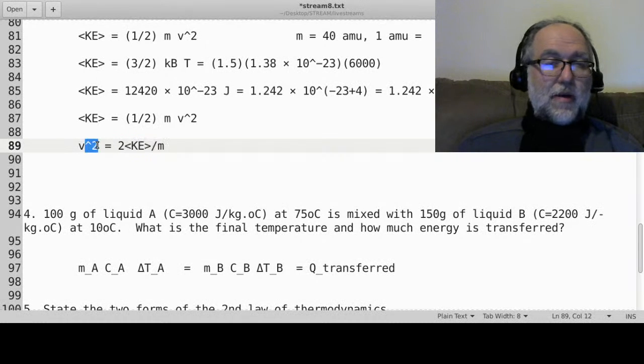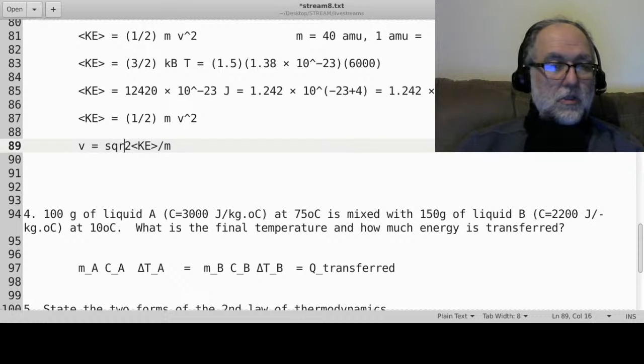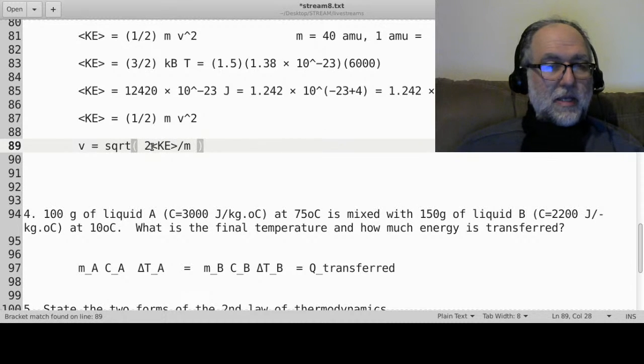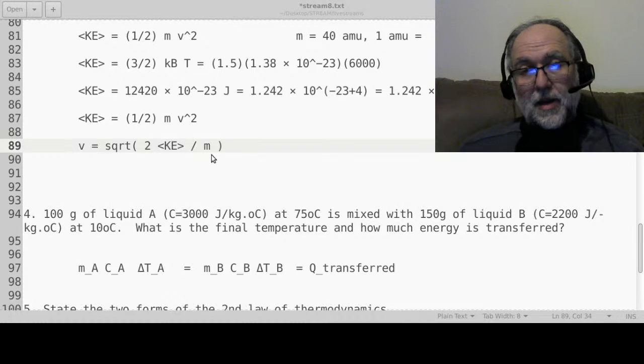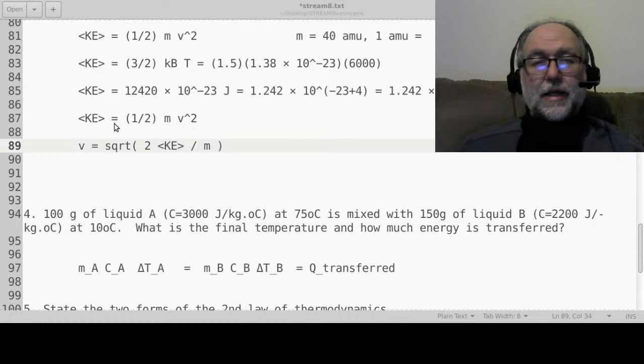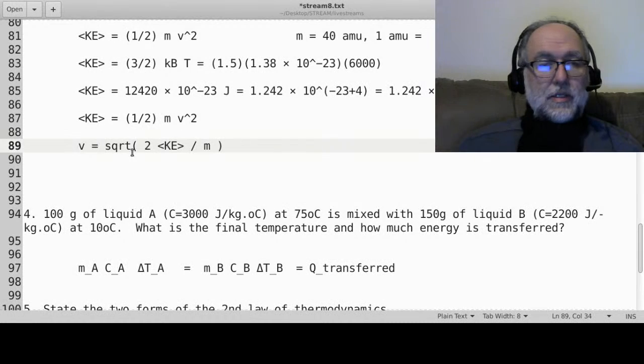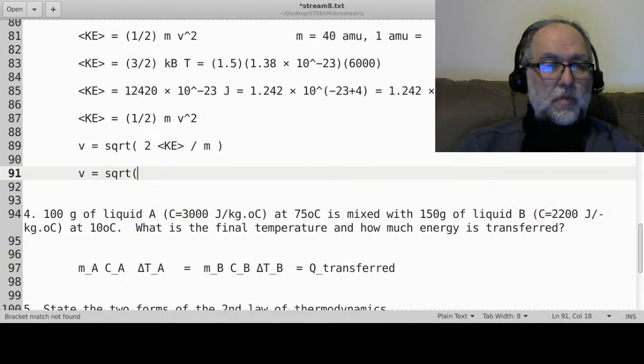But now I've got a square there, so take the square root of both sides. And so this is going to equal the square root of 2 times the kinetic energy divided by the mass. So all I did was rearrange the kinetic energy equal to 1/2 mv squared, isolated v, and I got that. It's easier to see when you plug in the numbers.